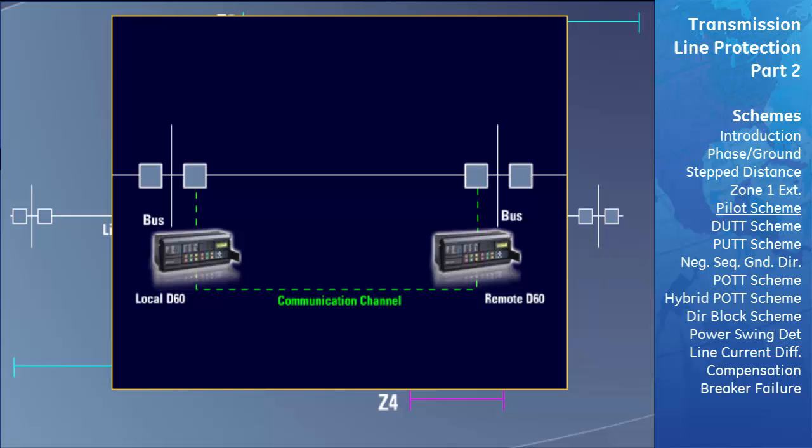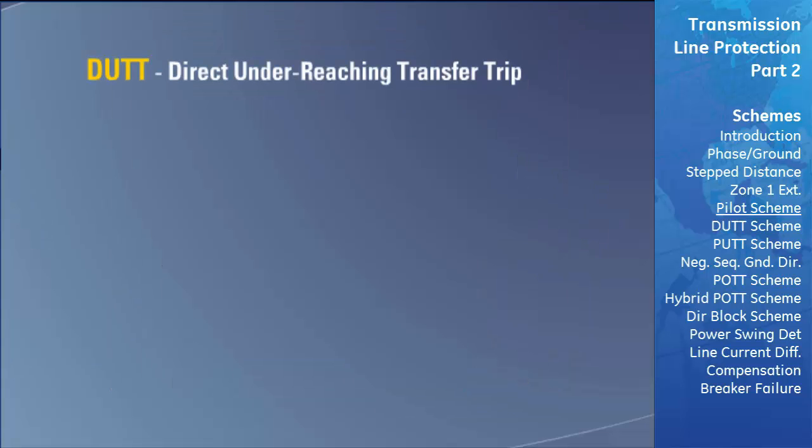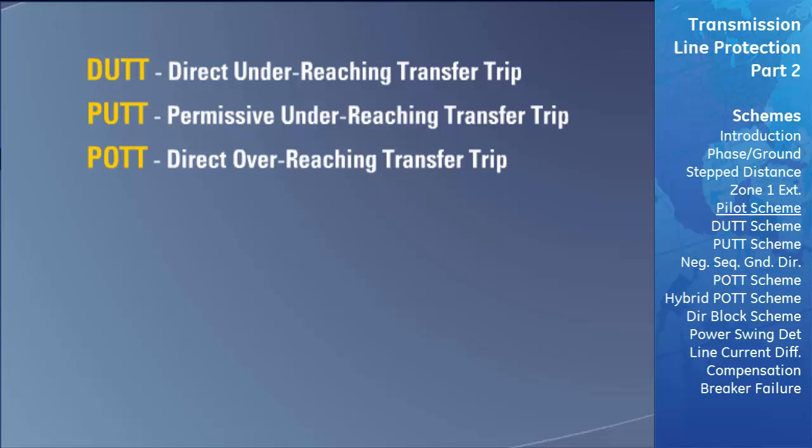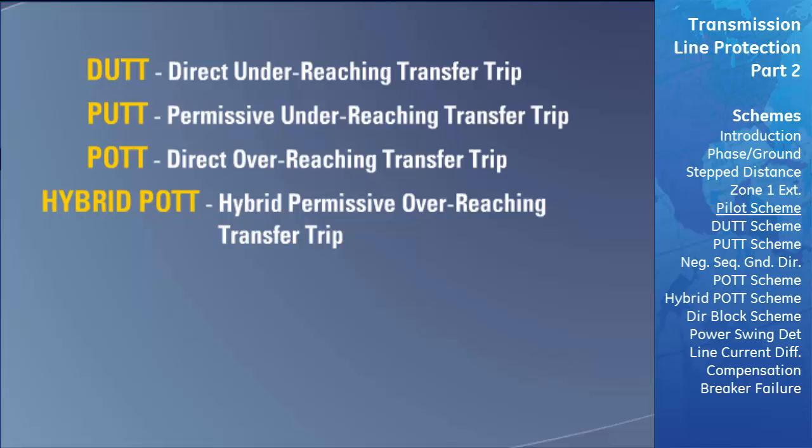The most common pilot-aided schemes are the DTT scheme, which stands for Direct Underreaching Transfer Trip, the PUTT scheme, which stands for Permissive Underreaching Transfer Trip, the POTT scheme, which stands for Permissive Overreaching Transfer Trip, the Hybrid POTT scheme, which stands for the Hybrid Permissive Overreaching Transfer Trip, and the Directional Blocking scheme. We'll discuss all of these schemes in the following sections.